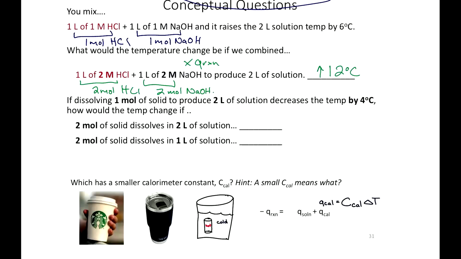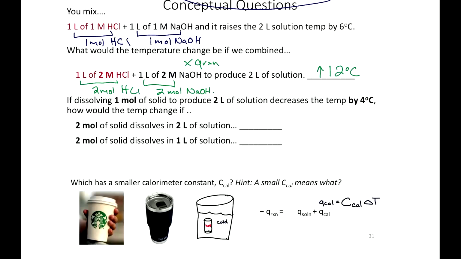So let's do another one. Let's say dissolving 1 mole of solid to produce a 2 liter solution decreases the temperature by 4 degrees Celsius. So this is a different example. How would the temperature change if we dissolved 2 moles of solid in 2 liters of solution? So we're starting with 1 mole, dissolving it in 2 liters, we get a 4 degree temperature change.